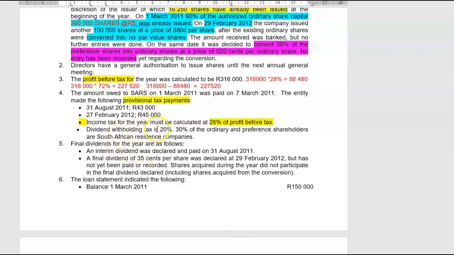Dividend withholding tax is 20%. 30% of the ordinary and preference shareholders are South African resident companies. Now what does that mean? It means that those 30% of shareholders are exempt from dividend withholding tax. All our other shareholders, i.e. 70% of our shareholders who received a dividend, have to pay dividends tax.